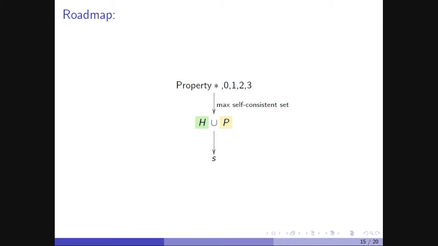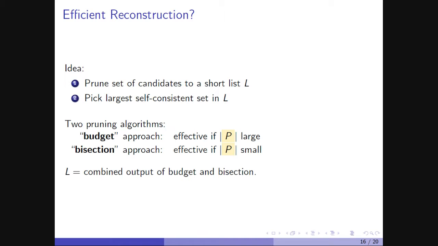Good. So we just solved the problem essentially, but the algorithm to find the max self-consistent set may be inefficient. So how do you make it efficient? The way we do it is by essentially having a very short list of candidate sets. And the way we achieve this short list is by using two algorithms that I call budget and bisection. The budget algorithm is effective if the number of passive players is large. The bisection algorithm is effective in the complement case, when the number of passive players is small.